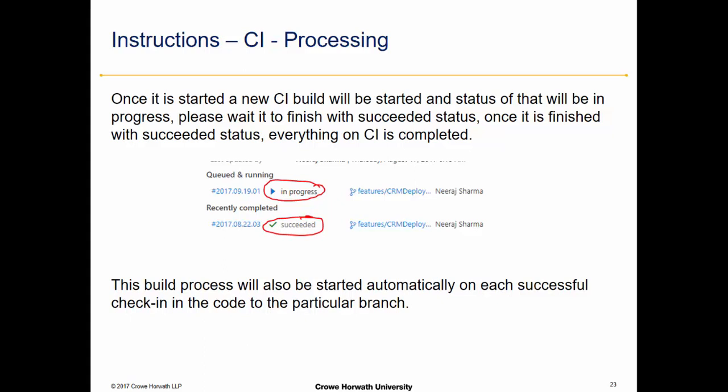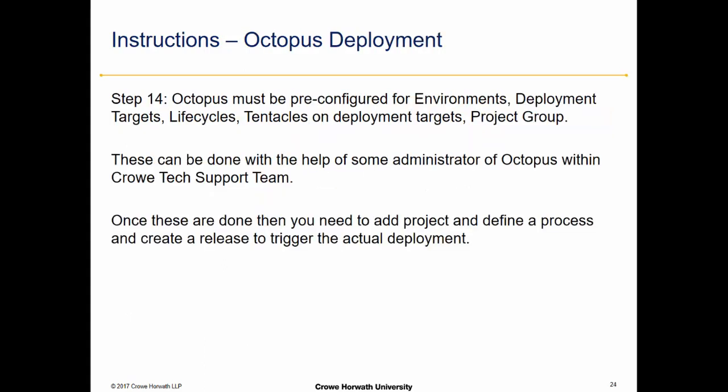Now we'll go to the Octopus. The next step is the Octopus deployment. Octopus is a deployment server, and it also provides you the UI to configure your project and create the process and life cycles. Everything from that side, the life cycle and everything, should be created by the Octopus deployment administrator.